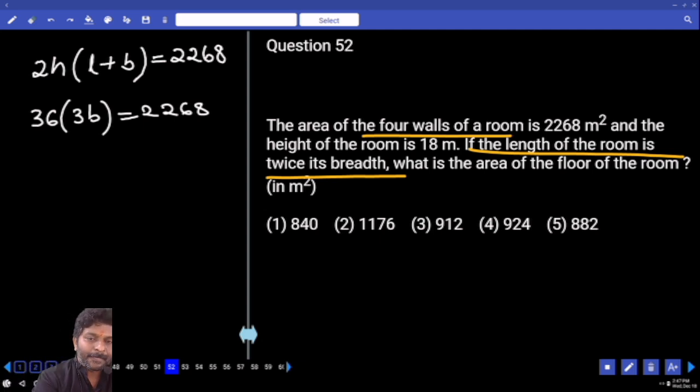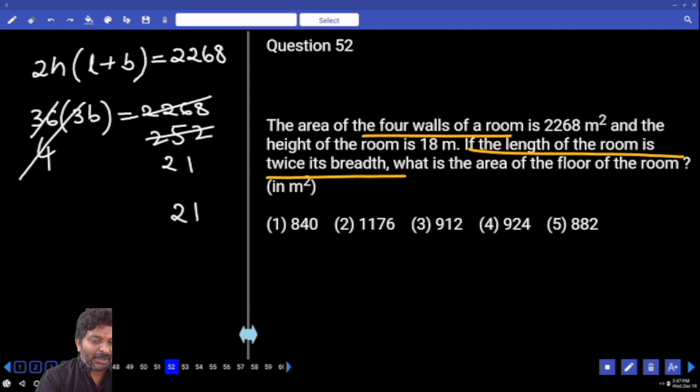So now, cancellation with 36. Are you okay? 36. 9, any times? 9, 2 times, 18. 5 times. 2 times. 3 into 4, 12. 2 times. 1 time. B is equal to 21.